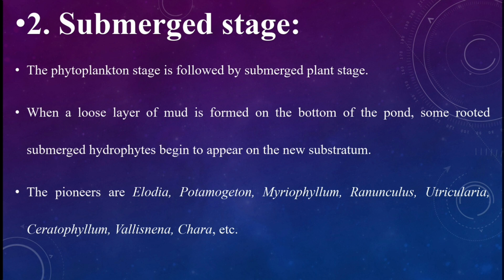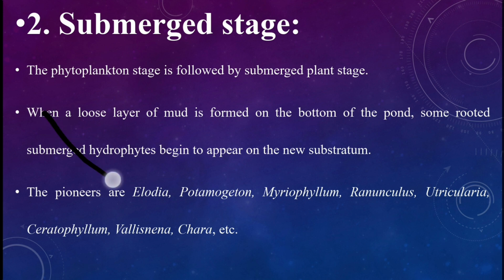When a loose layer of mud is formed on the bottom of the pond, some rooted submerged hydrophytes begin to appear on a new substratum. The pioneers are Elodea, Potamogeton, Myriophyllum, Ranunculus, Utricularia, Ceratophyllum, Vallisneria, and Chara.